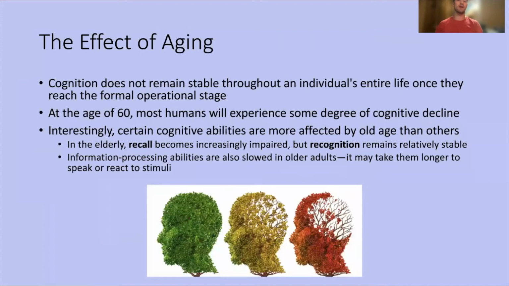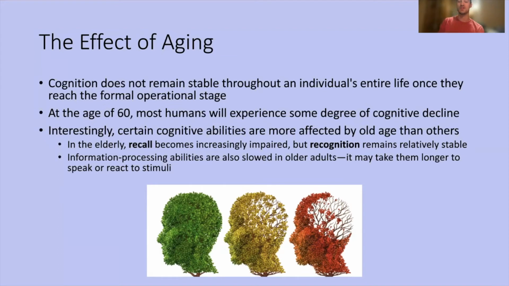Aging, of course, also has an effect on cognition. Cognition doesn't remain stable throughout an individual's entire life. Piaget has 4 stages, and the last one is formal operational, which is 12 and above, but it doesn't remain stable until death, usually, depending on how old the person lives. It's usually at about the age of 60 that most humans start to experience some degree of cognitive decline. For a lot of people, it's a very slow and steady decline. But there are other cases, in terms of illness, Alzheimer's, where stuff like dementia can form.